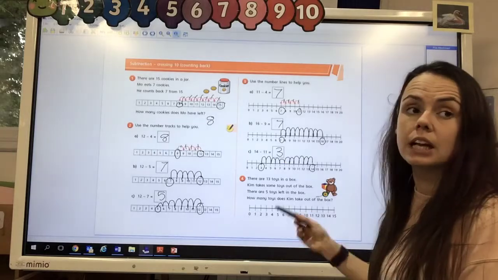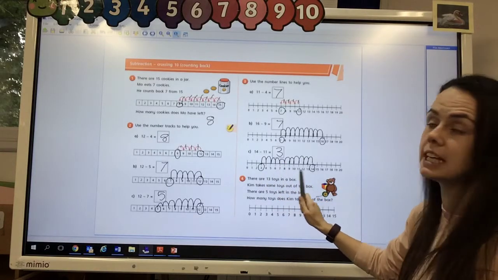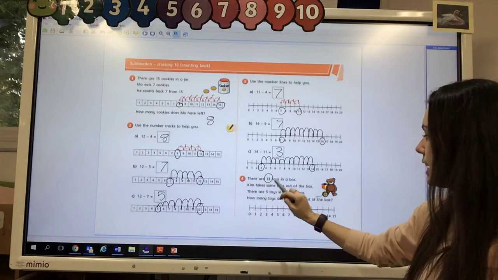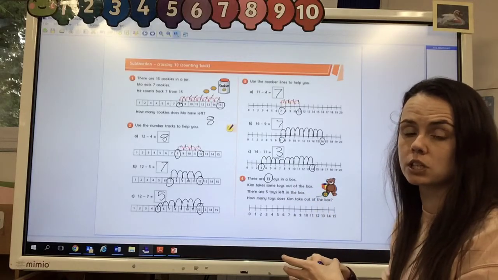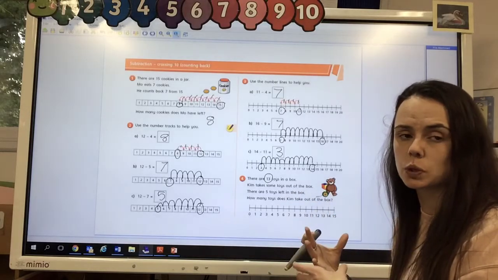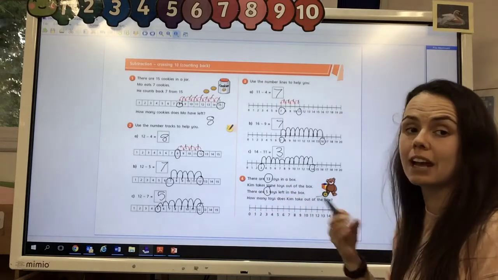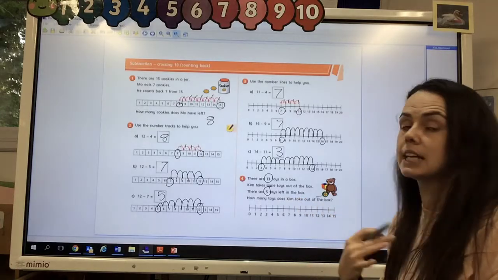Right, done. Now our last question down here says, there are 13 toys in a box. So I'm going to circle 13. Kim takes some toys out of the box. So you have a box, 13 toys are inside. Kim is taking toys out. There are 5 toys now left in the box. How many toys did Kim take out?